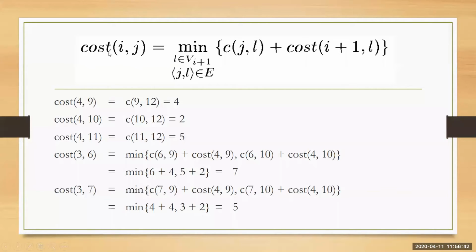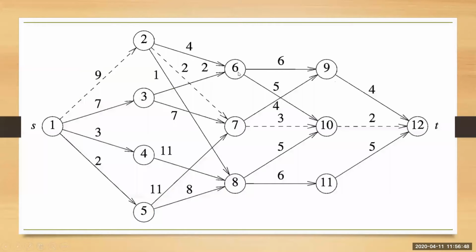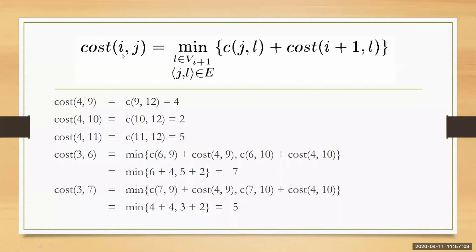Now, if I want to calculate the cost of a vertex, for example the cost of 6, to which stage does 6 belong? 6 belongs to stage number 3. Then I should write it like this: cost of 3, 6. What does 3 tell? It is in stage number 3. What does 6 tell? 6 is the vertex number.